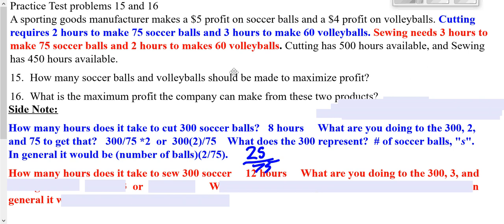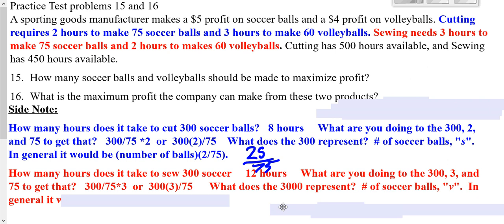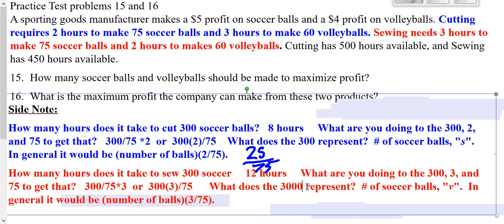So you want to think about sewing your soccer balls. So that's 3 hours to do 75 soccer balls. So you want to think, what are you doing to the 300, the 3, and that's 75 to get that answer? So in this case, we're taking our 300 and we're dividing it by 75, and then we're multiplying it by 3. Or you can think of it as 300 times 3 and then dividing by 75. They both work. They both give you the same answer. So once again, what does the 300, oh, it's 3,000 I got. It's supposed to be 300. Sorry about that.